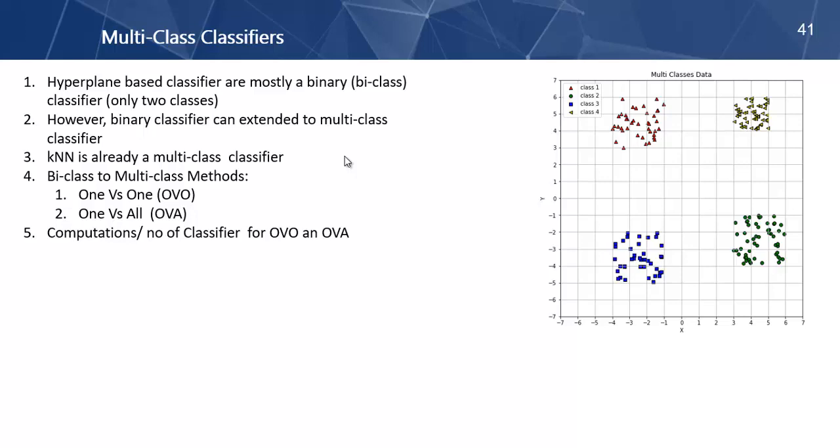But the classifiers which try to find the hyperplane to classify the two classes can also be extended to multiple classes, right? There are two general methods to extend a binary classifier to multi-class classifiers. The first method is one versus one, OVO, and another is one versus all, OVA. These are the two methods. If we use them, we can easily extend binary classification to multi-class classification.